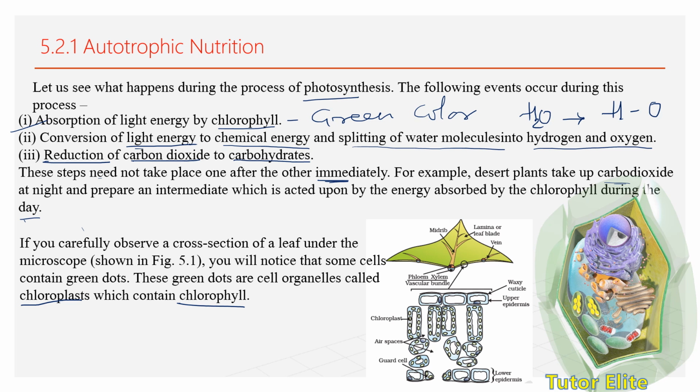So this is phloem, xylem. This is a cross section of a leaf. This is your leaf, this is your midrib, lamina or leaf blade, this is your vein. See, the chloroplast is here, and in this chlorophyll is present. There is an air space, guard cells, that is stomata, lower epidermis, upper epidermis, waxy cuticle. Phloem and xylem help in transportation, not transpiration. They form the vascular bundle. Phloem is carrying food and xylem carries water.